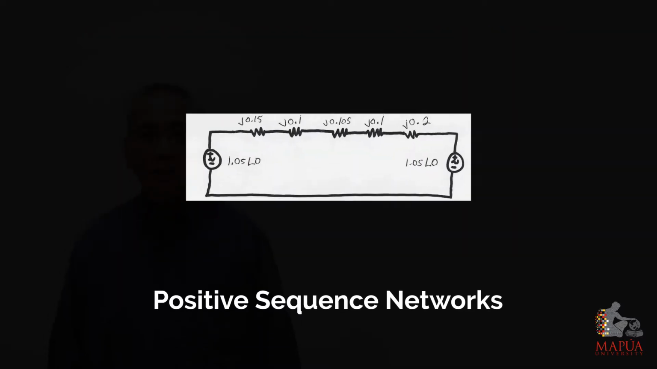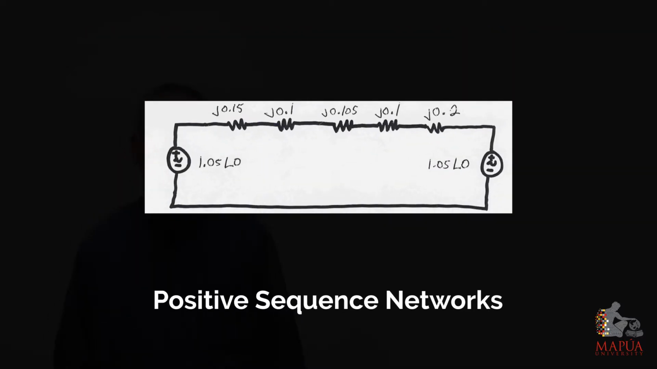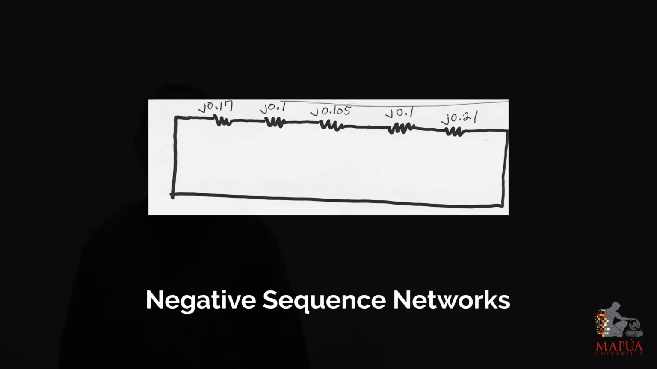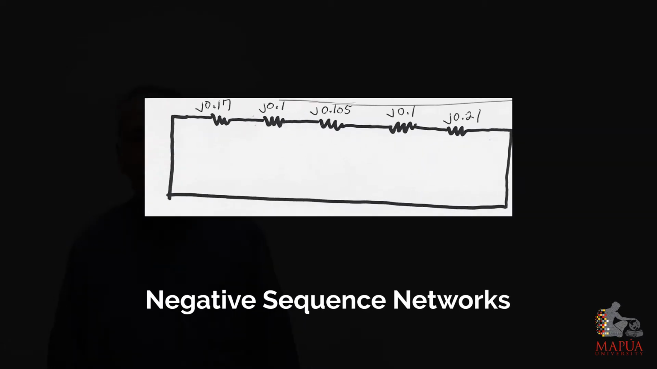This is now the positive sequence network, wherein we consider the positive sequence reactances of all components in the system, and notice that we need to consider the voltage at both generators. We have 1.05 angle 0 degrees for both generators. And for the negative sequence network, the pattern will just be the same as the positive sequence network, but we need to consider the negative sequence reactances of all components. And notice that there will be no voltages in the negative sequence network.